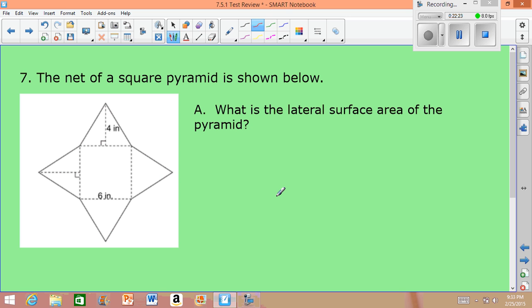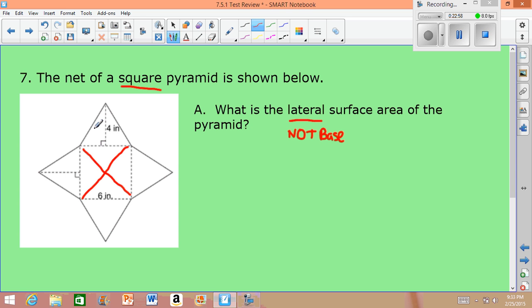All right, number 7 says the net of a square pyramid is shown below. Remember, square pyramid tells us the base is a square. And it asks us for what is the lateral surface area of this pyramid. So remember, lateral does not include the base. So we want all of the surfaces, but not the base. And a pyramid has only one base. So we are not including the square that's in the middle.